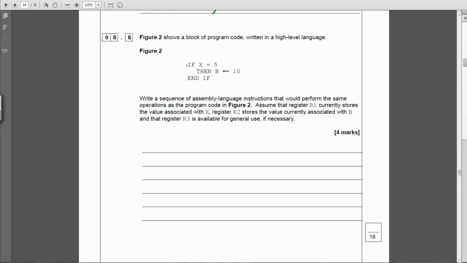so let's work out what this code does. So it's going if X equals 5. So we're doing a comparison here, aren't we? So let's just write compare. We might have to use the CMP we looked at a couple of minutes ago.